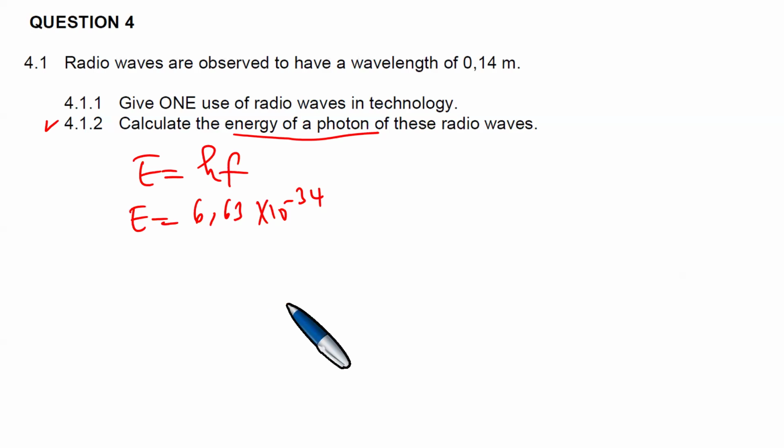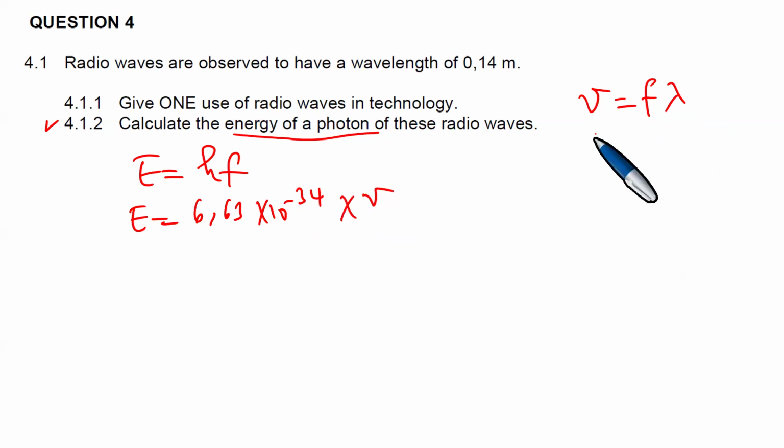Okay. And so we are then interested in the frequency. So what is the frequency? We know that the speed is frequency times wavelength. Speed over wavelength is frequency. So in the place of frequency, you put speed over wavelength.